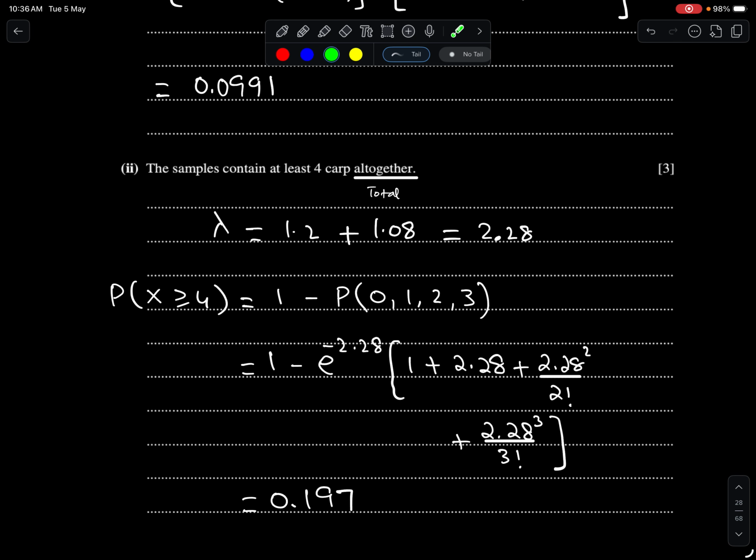The samples contain at least 4 carp altogether. So first add the values of lambda. So this is the total lambda. For at least 4, write 1 minus P(0), P(1), P(2), P(3). This means the total.